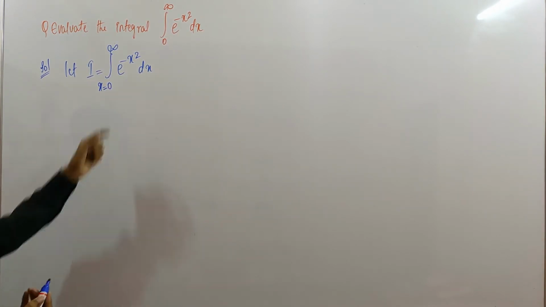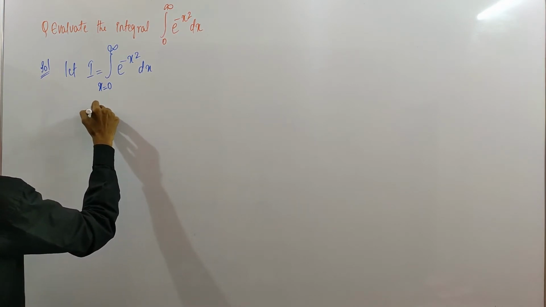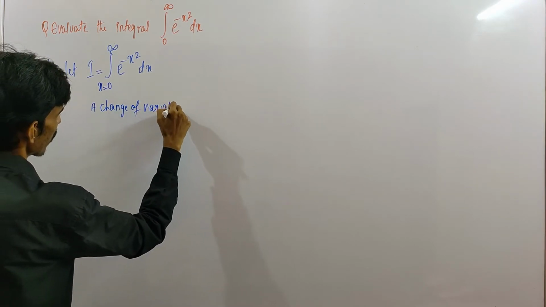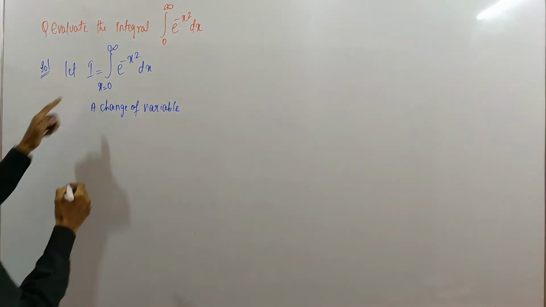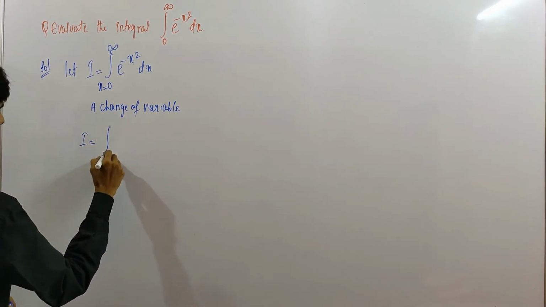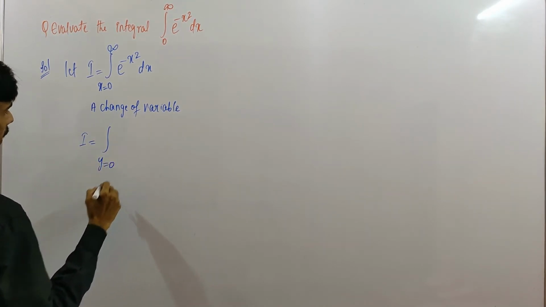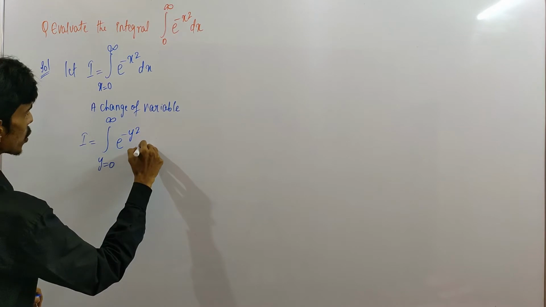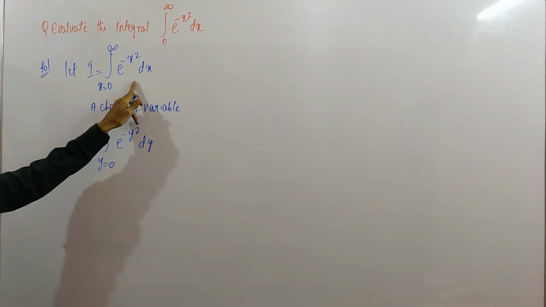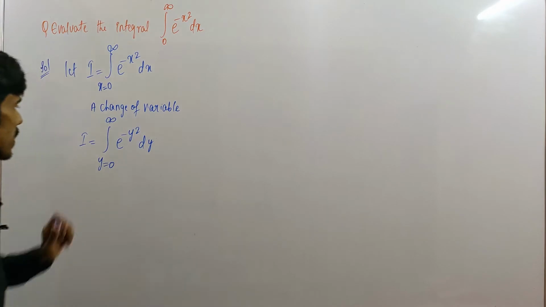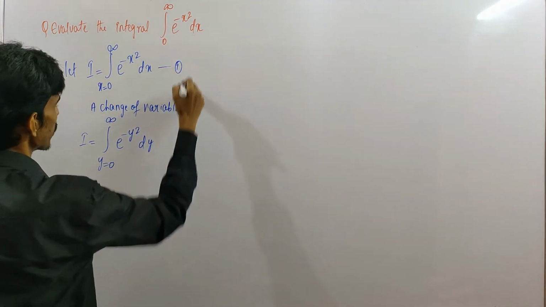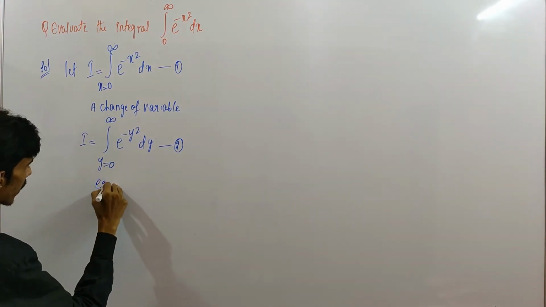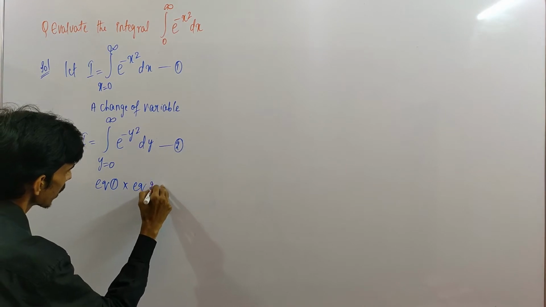We can change the variable. When a change of variable is performed, this same integral I can also be expressed in terms of y. So, y equal to 0 to infinity e power of minus y square dy. This same integral can be expressed in terms of y. Let us take these as equation 1 and equation 2. Now multiply these two integrals, equation 1 into equation 2.